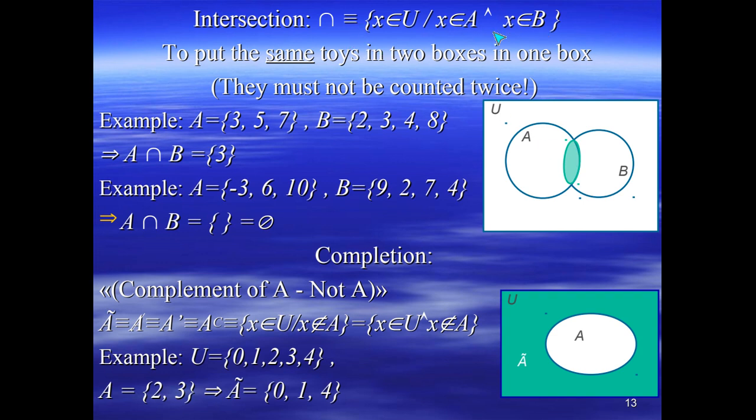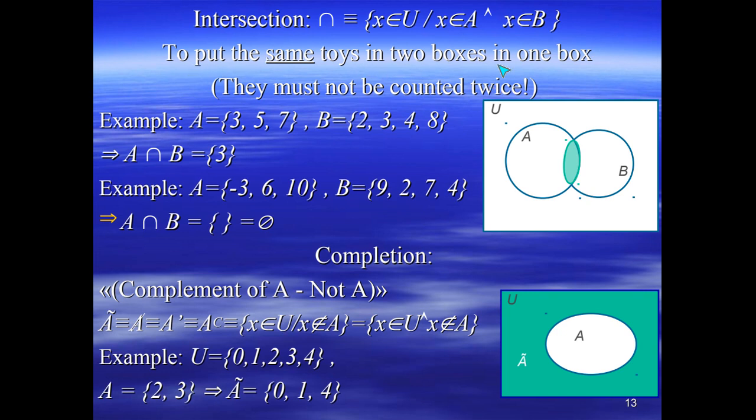And if we define it in logical terms, intersection is the set of all x in the universal set such that x is an element of A and x is an element of B. You see, both should be fulfilled. They should be elements of A and elements of B, both together. Both conditions should hold together. So this is this green shaded area. And they must not be counted twice.